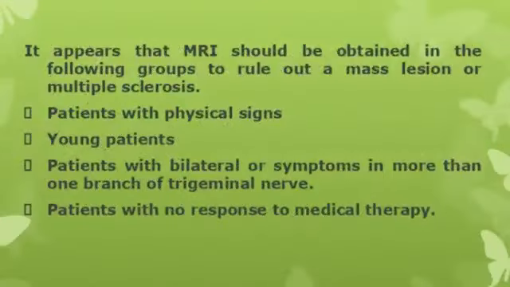The physical examination is usually normal and imaging is usually normal, but MRI should be obtained in the following groups to rule out a mass lesion or multiple sclerosis, because similar pain may occur in multiple sclerosis when there is a plaque of MS in the trigeminal root, or brainstem tumors. These possibilities should thus be considered in young patients, in all patients with neurological abnormalities on examination, or in patients with no response to medical therapy.